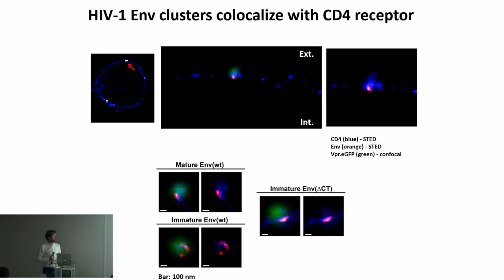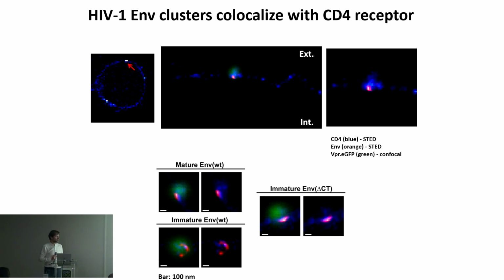Then we also looked at how those ENV clusters colocalize with the CD4 receptors. So this is a 2-color STED microscopy in which the additional color, blue, is CD4, and we saw that the individual clusters of ENV are oriented towards the CD4 and are interacting with it.